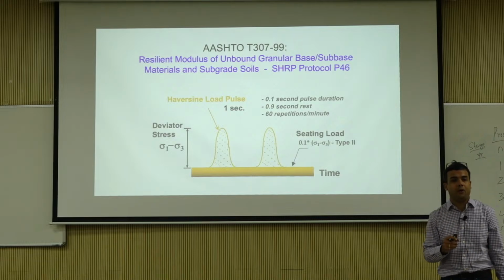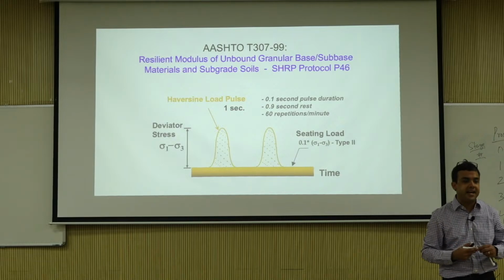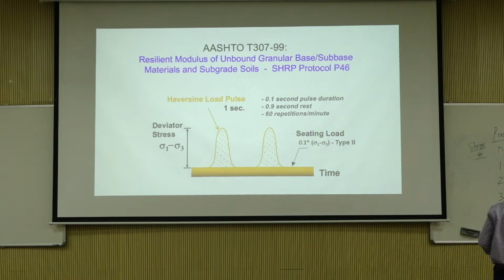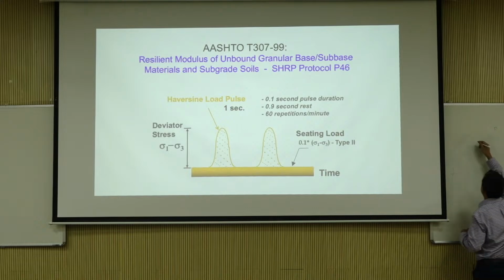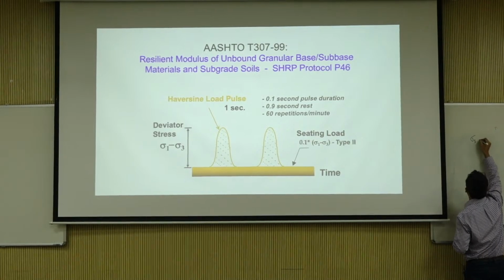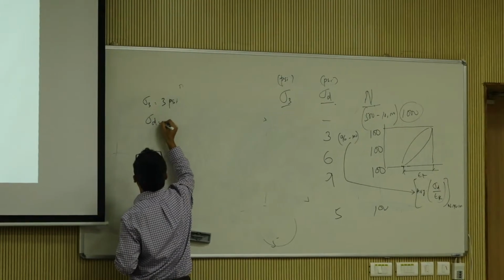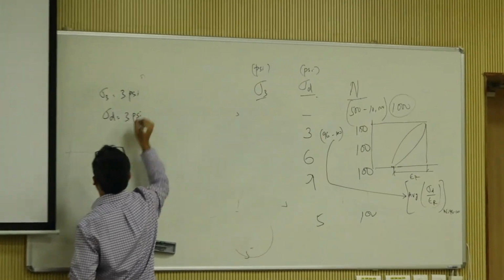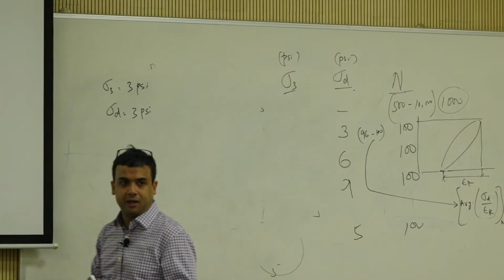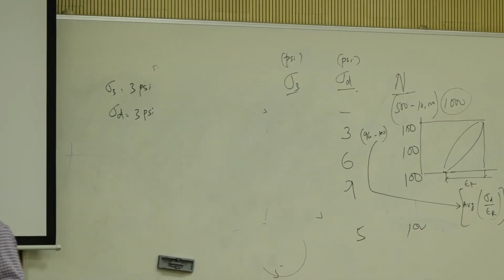When you load a specimen, I said your confining pressure. Let's just go to the very first stage. Okay. Sigma 3 is equal to 3 psi. Sigma d is equal to 3 psi. Okay. What did I say about?